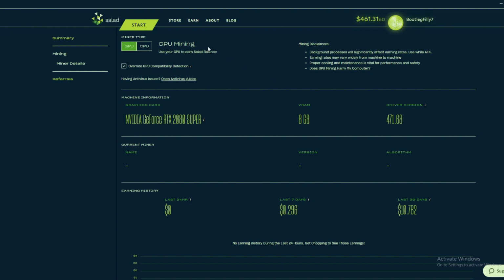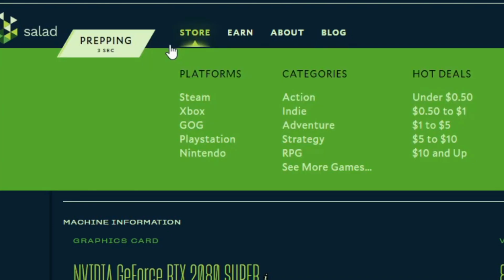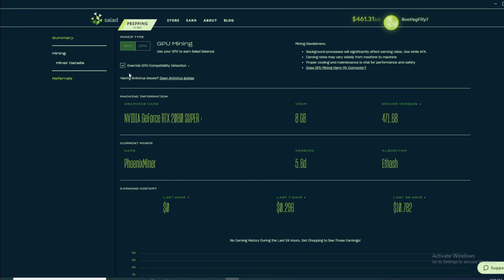Now, once you know all this information, you can go up here, click start, and as you can see, it says prepping. Now, a lot of you may instantly think this is going to start making you money right away, which is not entirely true. This is trying to get the miners, testing the miners to see what miners are best for your GPU. As you can see, I am using Ethash, which is Ethereum, on Phoenix Miner. Phoenix Miner is just the miner that it uses.